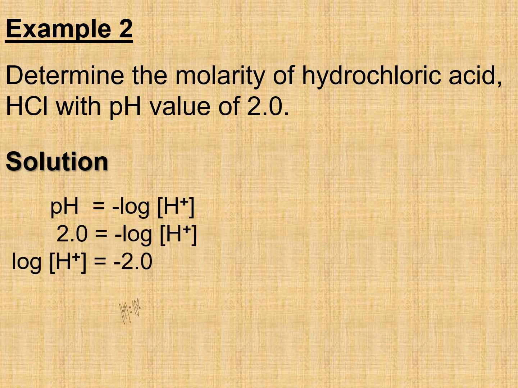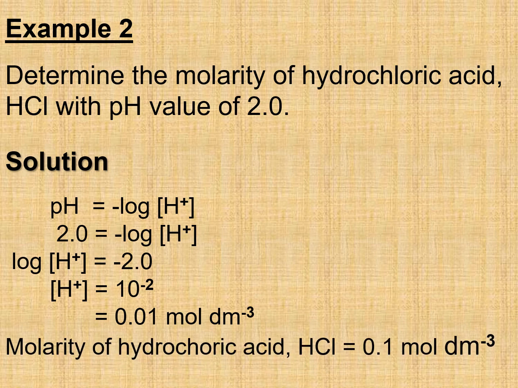pH is equal to negative log H plus ion. So put 2 here because we know the pH value is 2.0. Negative log concentration of H plus. And then you can see here, there is no negative in front of log because we have to transfer the negative into 2. Okay, the negative 2.0 here, and H plus is equal to 10 power of minus 2. So when you use your calculator, 10 power of minus 2 actually is 0.01.